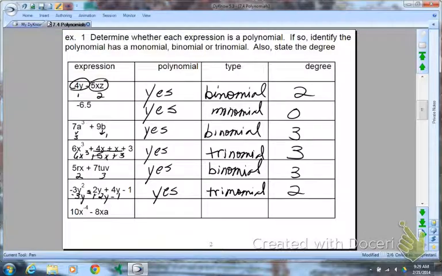Okay, look at the very last one. 10x to the negative 4 minus 8x. Is this a polynomial? Well, it's not, and only because look at the very first term. That's an x to the negative 4, which we would have to rewrite as 10 over x to the 4th.